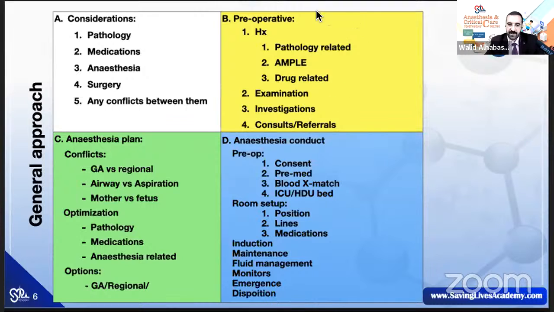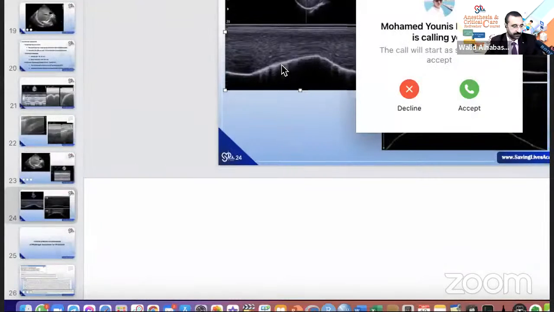Then the preoperative assessment, again, the history related to your pathology, like COPD today, AMPLE history, you can say, anesthetic history and allergies, medications.